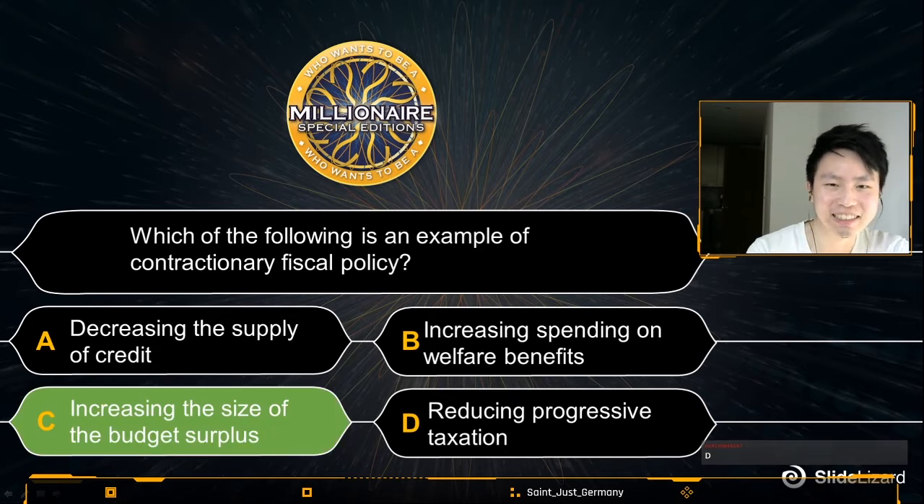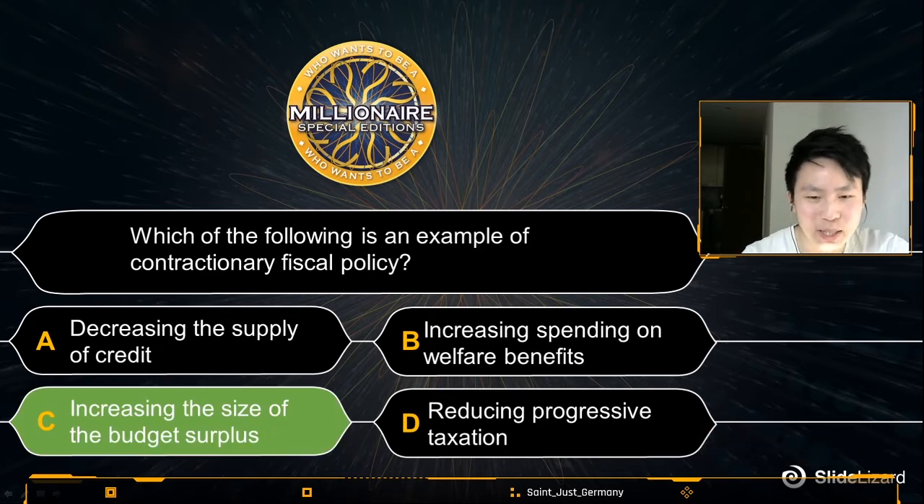Okay, so let me explain. Let's think back about what a contractionary fiscal policy is. A contractionary fiscal policy is when the economy is shrinking, so the government must be taking money away from the economy. In order to do that, the government can either increase taxes or reduce their spending.